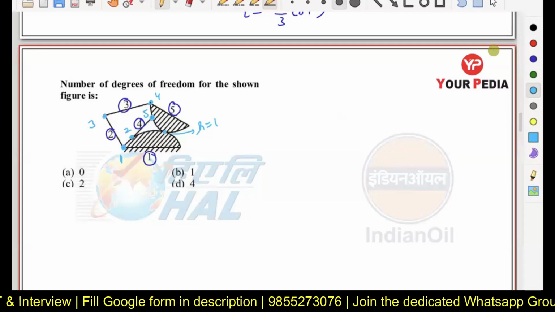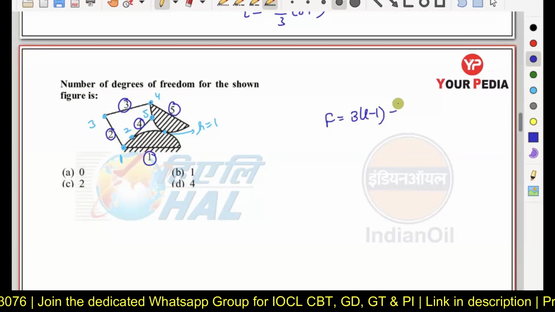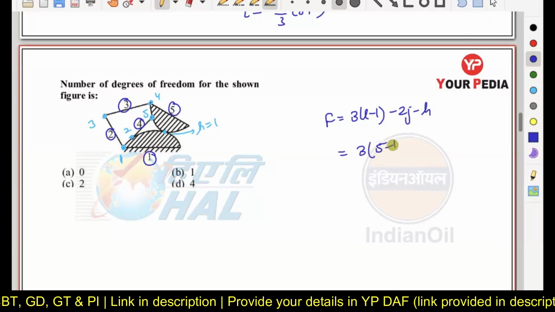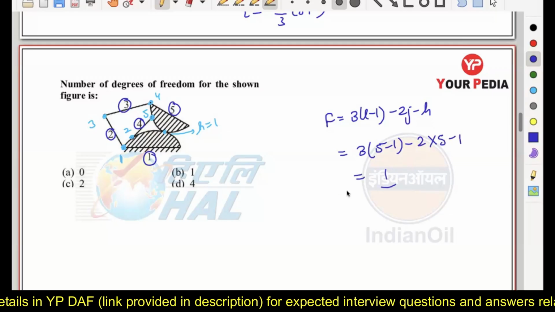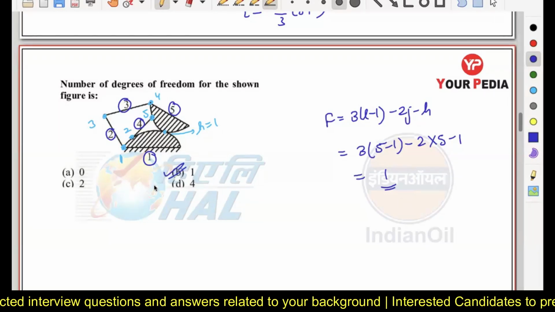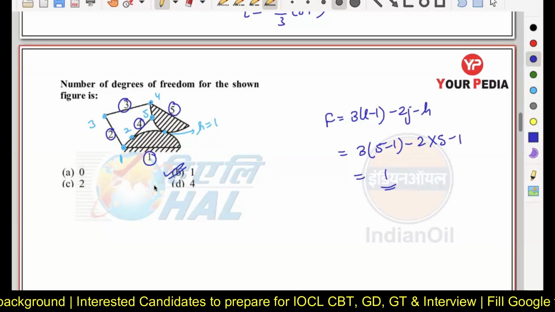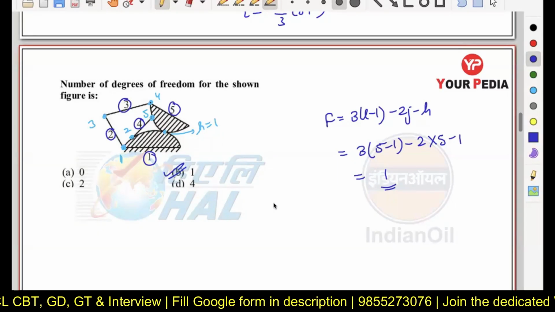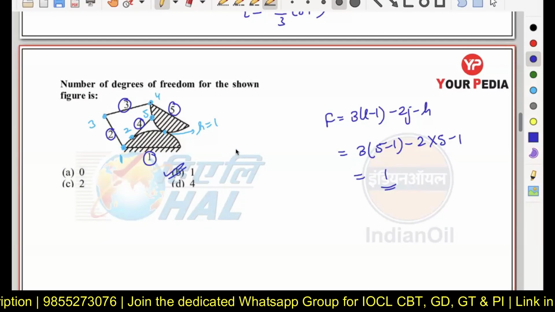If I just use this formula, F equal to 3 times L minus 1 minus 2J minus H, you can see the degree of freedom will come out to be 1. So you have to check how many links are there, how many joints are there, and how many higher pairs are there in a mechanism. Okay, let's move toward the next part.